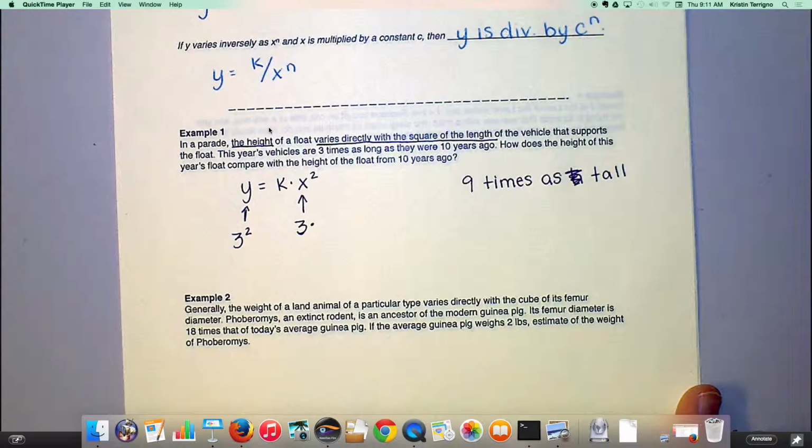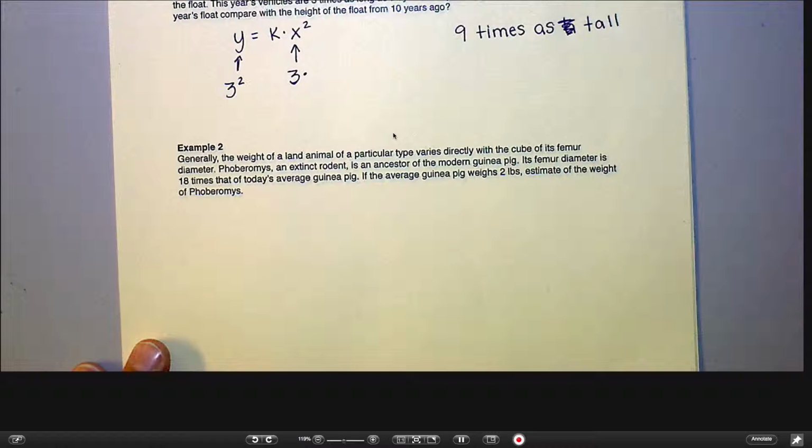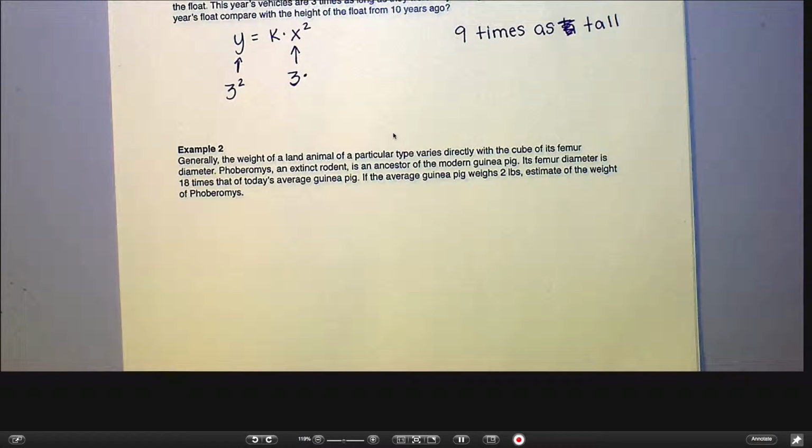Okay. So example 2. The weight of a land animal varies directly with the cube of its femur diameter. Do you know what a femur is? Anatomy people? It's like your thigh bone. So it's the length of your big thigh bone. I think it's the biggest bone and it's definitely the most dense, hardest to break. If you see somebody who broke their femur, oh my goodness, that is quite a feat.